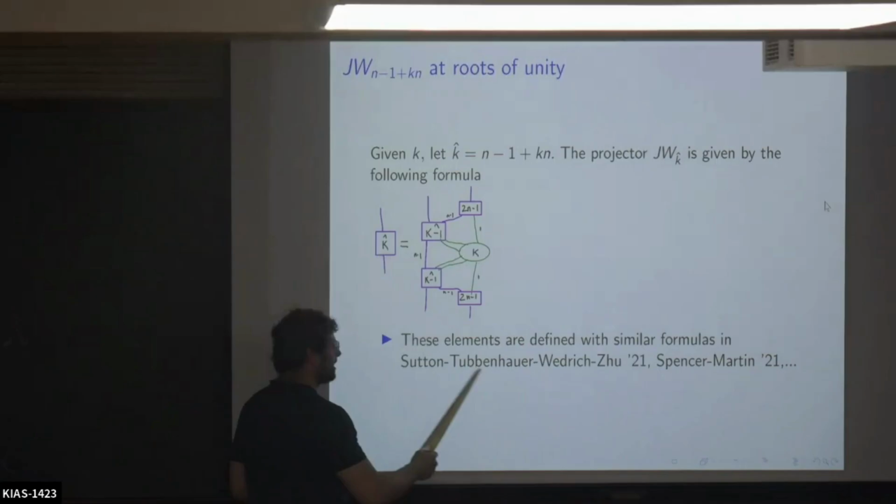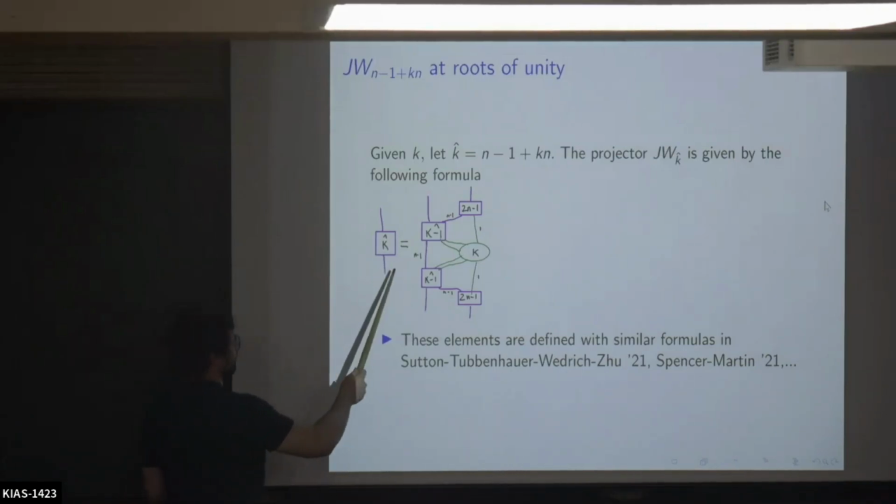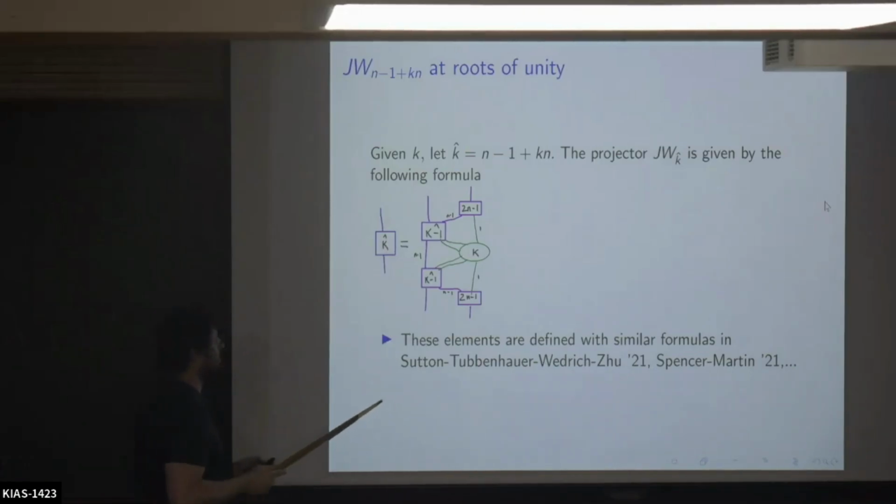And so these Jones-Wenzl projectors were also found in the literature, but their formulas aren't identical to ours, but they all satisfy the axioms. So they're the same elements, but they did it a different way. And so we want skein identities that involve these Jones-Wenzl projectors that generalize the two that we have talked about before.